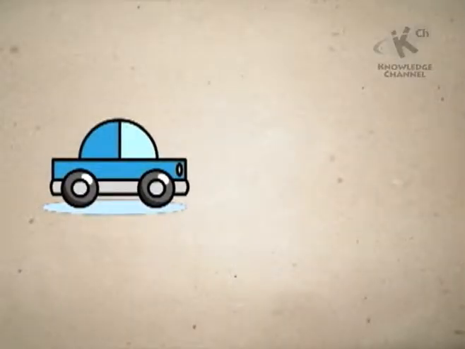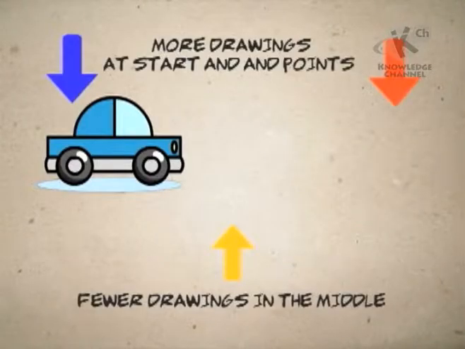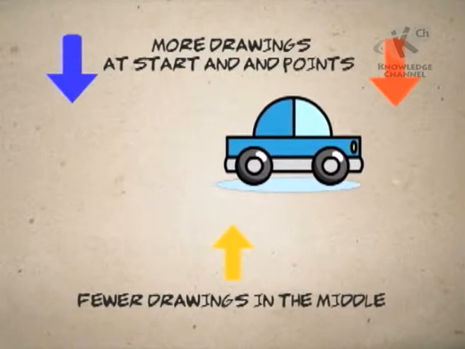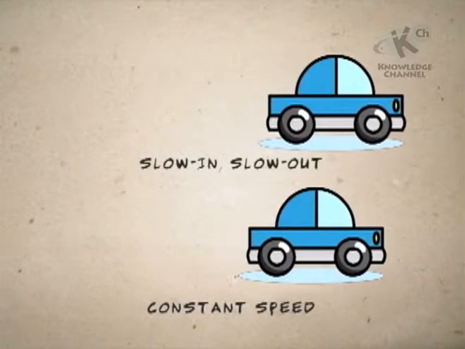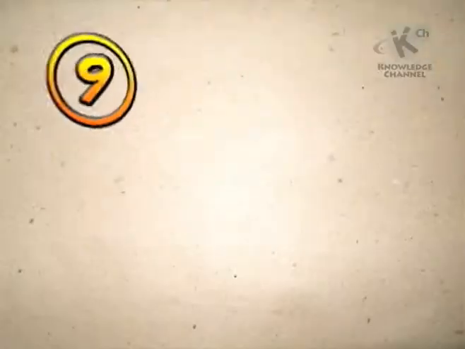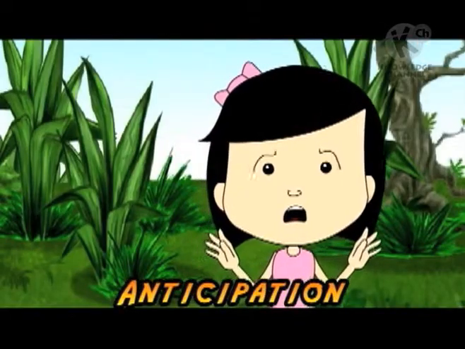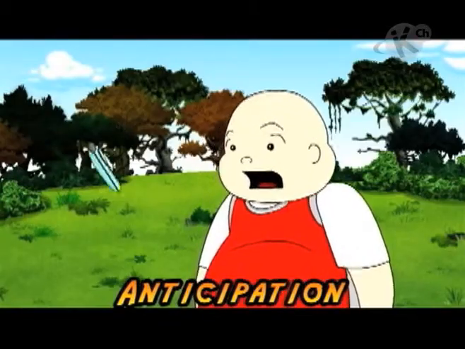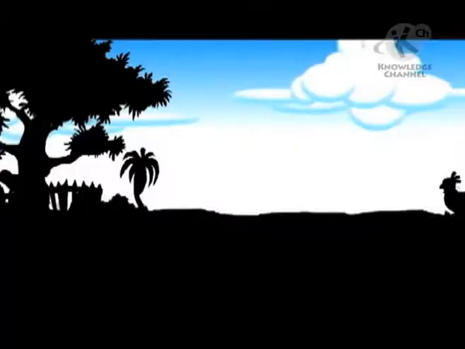Slow out and slow in. He also has to observe the slow ins and slow outs, easing the character into a pose. There are more drawings at the start and the end than in the middle parts. These make the action slower, making it more lifelike. Remember, it's all about making your characters move like they're real. Anticipation. Prepare your audience for a major action that your character is about to perform. In real life, almost all action has some form of anticipation. The same should follow in animation.